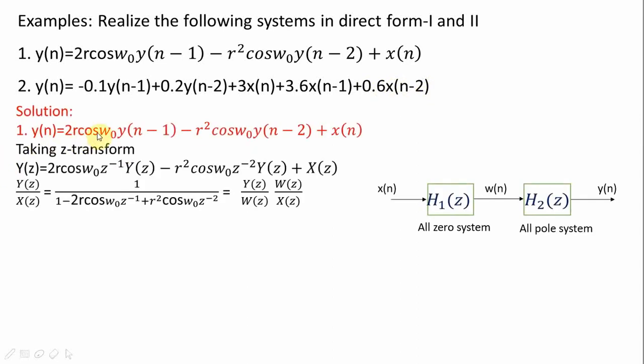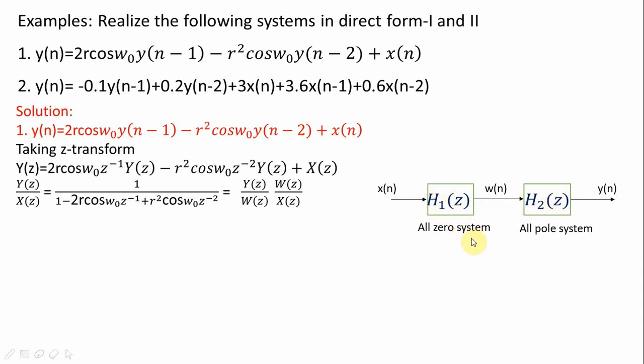So let us take the first example. Taking z transform on both the sides, I get y of z equal to 2r cos omega naught z power minus 1 y of z, where z power minus 1 y of z is the z transform of y of n minus 1, and z power minus 2 y of z is the z transform of this, r square cos omega naught, plus x of z. So from this I get the transfer function of the first equation, y of z by x of z, given by 1 over this much, which I am going to divide into two subsystems, h1 of z and h2 of z.